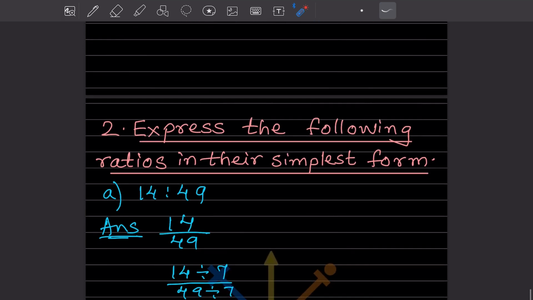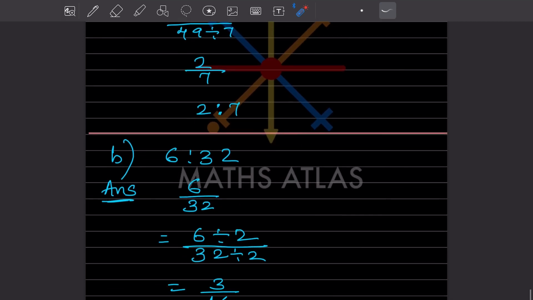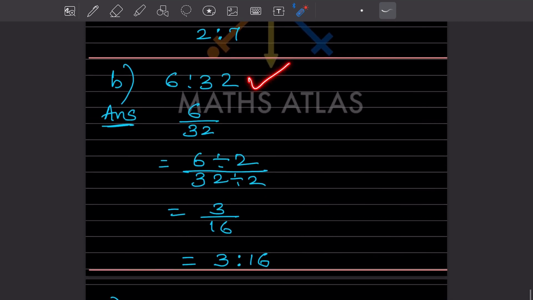So the next problem says: express the following ratios in the simplest form. So here, 14:49. You are going to divide 14 by 49. Now you want the answer in the simplest form. Both numbers go with 7. So 14 divided by 7, 49 divided by 7. That is going to be 2 by 7, which is 2:7.